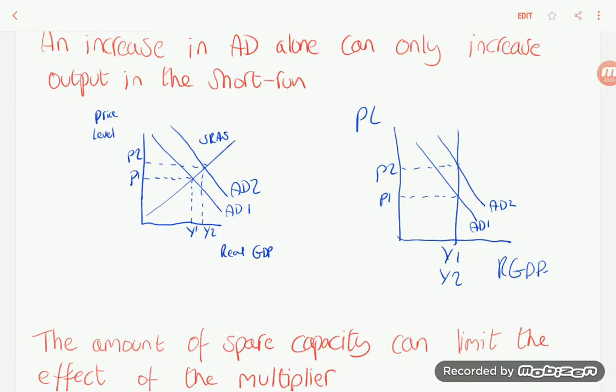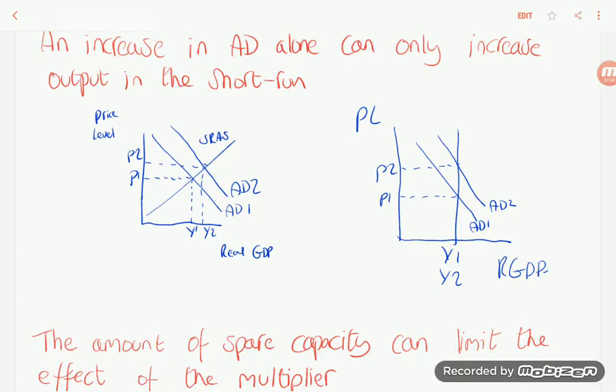So let's start here. An increase in AD alone can only increase output in the short run. The effect of a shift in AD on the equilibrium point depends on the slope of the AS curve. This means the effect of an increase in AD can be quite different in the short and long run. In my notes here, you can see the one on the left shows short run aggregate supply. I've forgotten to label the one on the right hand side, but that perfectly inelastic supply curve is long run aggregate supply. So let's talk about the one on the left first.